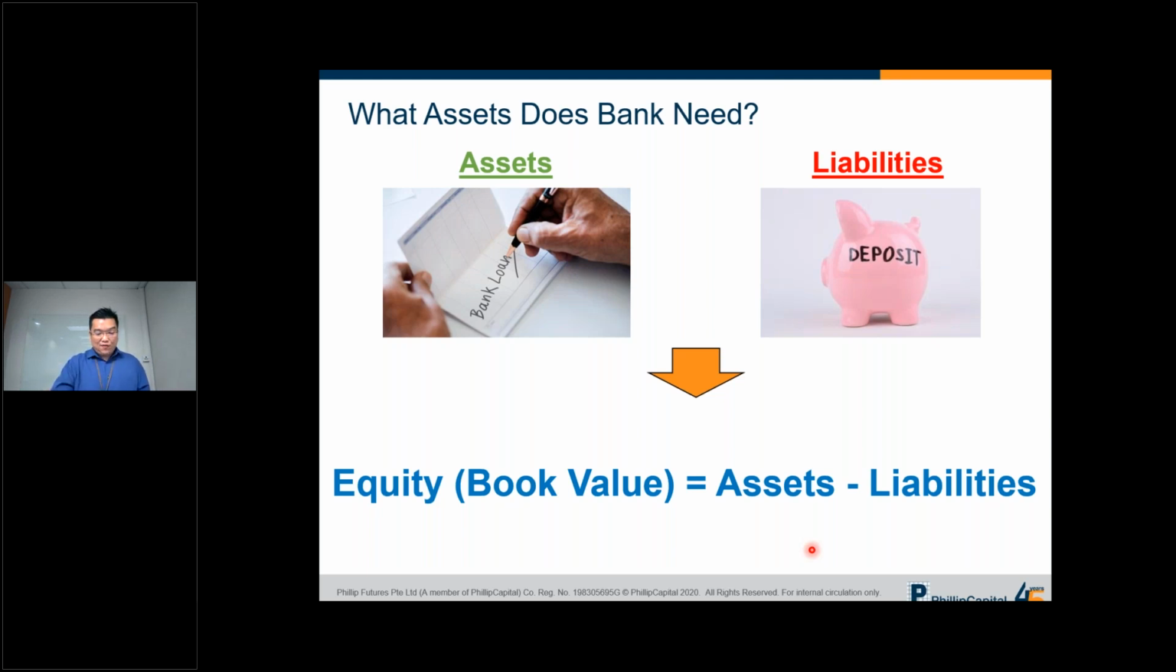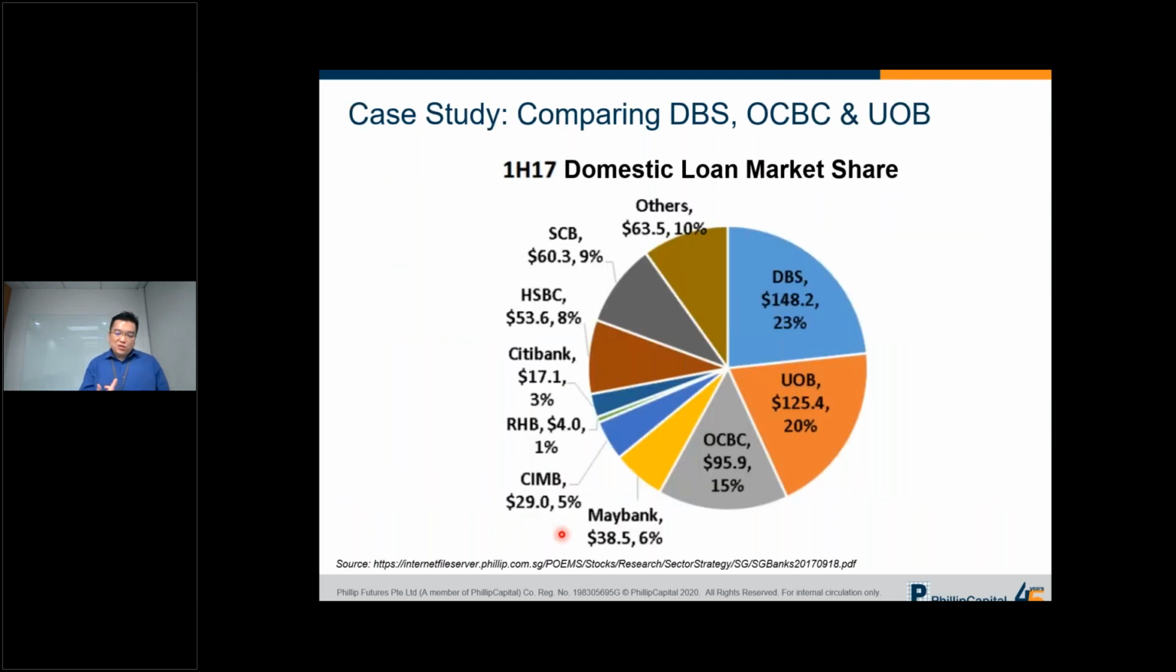Therefore, in simplistic form, if you want to do a very quick check on how the bank is performing, we just look at the equity, because if they have more loan growth, it means they have higher asset growth than liabilities, so the equity will go up, right? Okay, so I'm just going to do a very quick case study among these three local banks and look through some of these metrics that we have covered, to see how they have been performing so far.